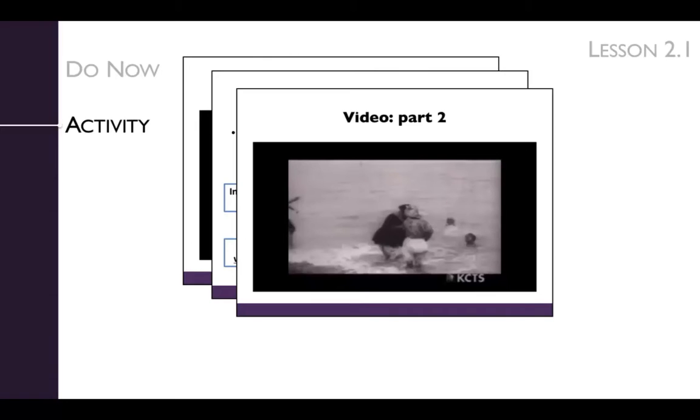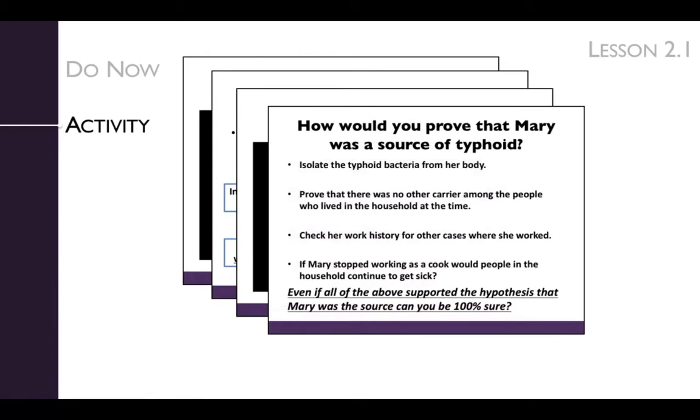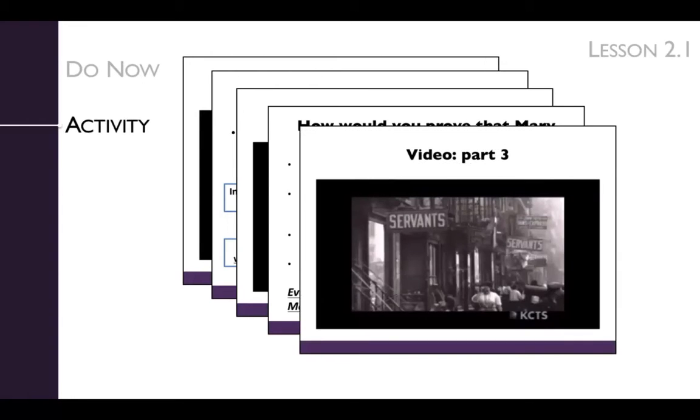This video clip introduces the pattern of disease transmission. After watching the clip, ask the students to discuss how they would prove that Mary is a source of typhoid. Once everyone has recorded their thoughts, play the final video clip. This third video clip emphasizes some ethical dilemmas of forced quarantine.